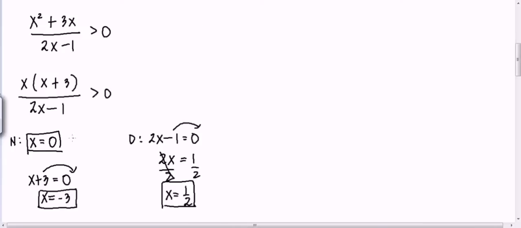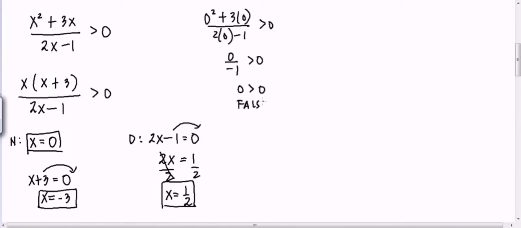Okay? So, I will input muna si 0. So, itest ko muna si 0. Dito, input ko siya dito. So, 0 squared plus 3 times 0 over 2 times 0 minus 1 greater than 0. So, obviously, this one is 0 over negative 1. Okay? So, 0 over negative 1 is 0, greater than 0. 0 is not greater than 0. Equal sila. So, this one is false.